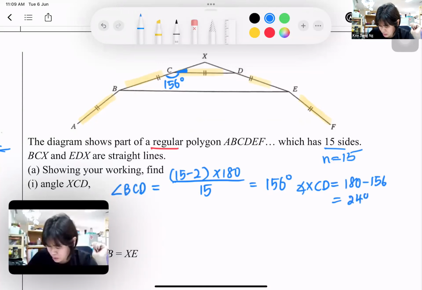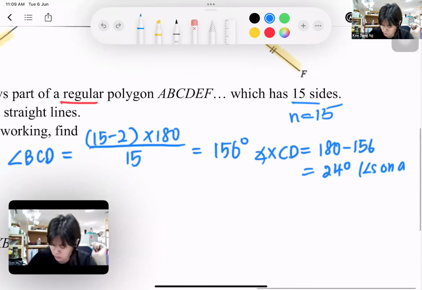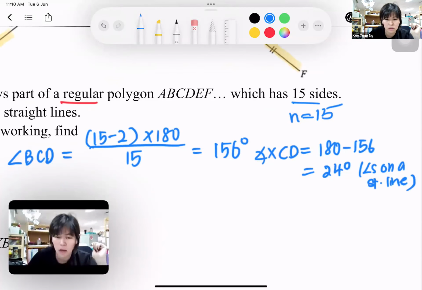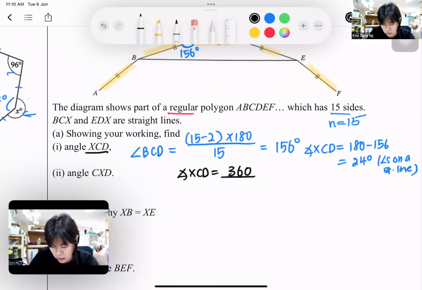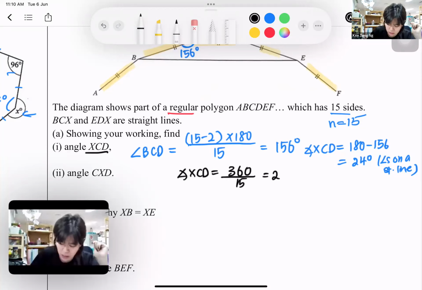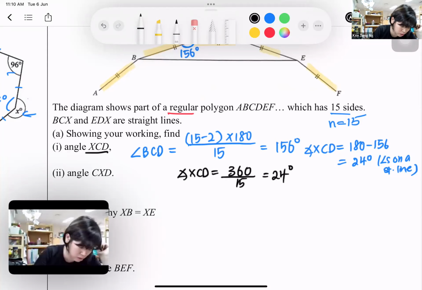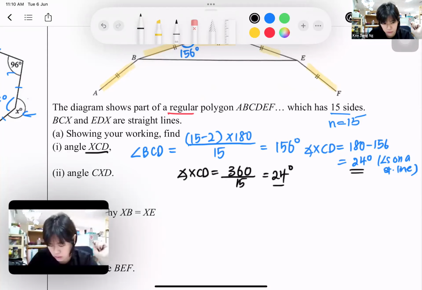Okay, 24 degrees. This one is angles on a straight line. But Kaushik just gave me the shortcut for this whole answer. I shouldn't even have done this. Okay, let me write down the shortcut. For the shortcut, the exterior angle, angle XCD, is the total exterior angle 360 divided by the number of sides, 15. And he got the answer 24 degrees. Let's check. Yep, correct, same answer. So clever.